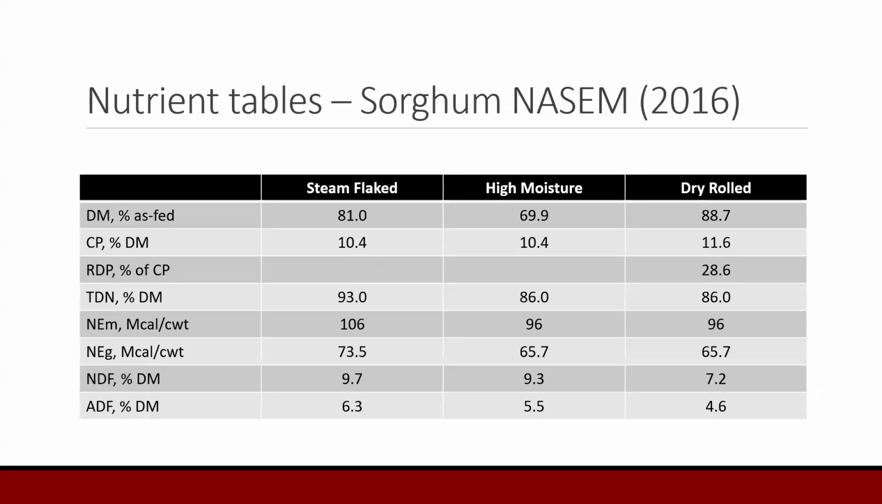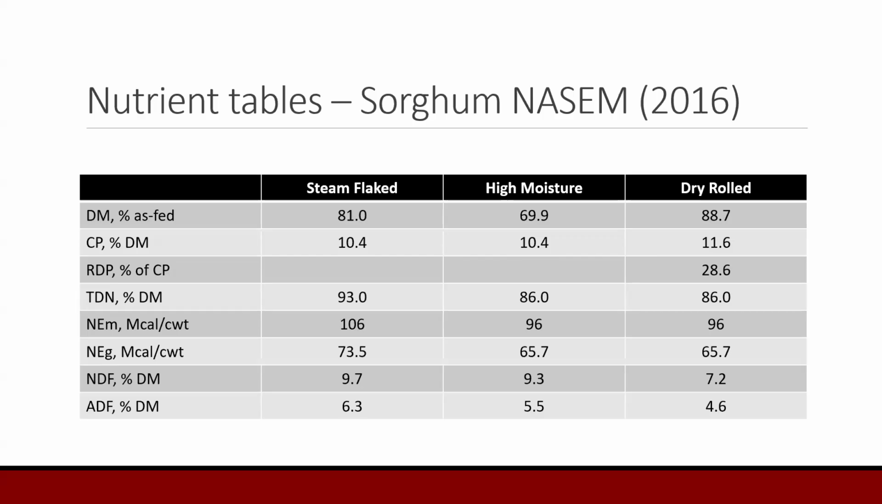Sorghum. Okay, this is sorghum, dry rolled, high moisture, steam flaked again. Dry matter percent follows a similar pattern as corn. They did not have RDP values for high moisture and steam flaked in the tabular values. However, don't see much difference between dry rolled and high moisture, but you see a big increase between these other grain processing methods and steam flaked.